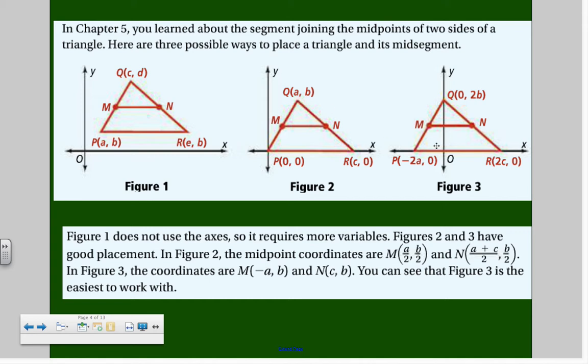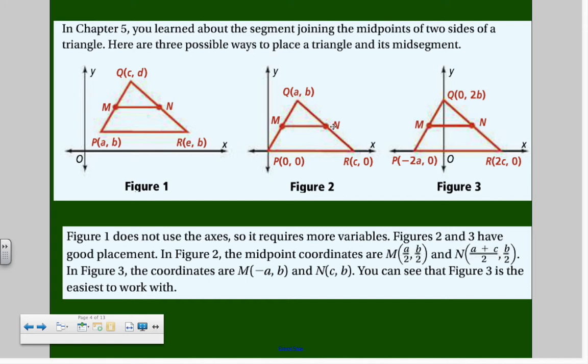Now, I could even be more strategic over here and say that I go negative 2A distance this way and 0, and I go 2C distance this way, 0, and Q would be up, so it would be 0, 2B distance. Now the reason for that is because I know MN is a midsegment, and so it's going to be twice this length. So figure 1 does not use the axes, so it requires more variables, but figures 2 and 3 have good placement.